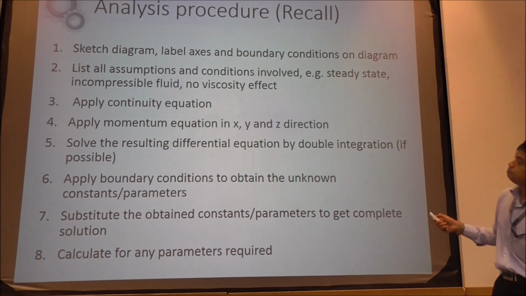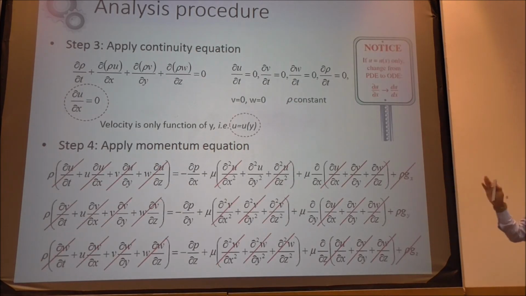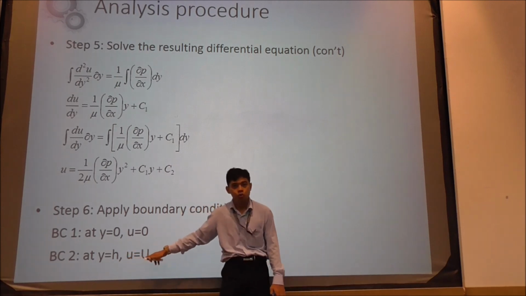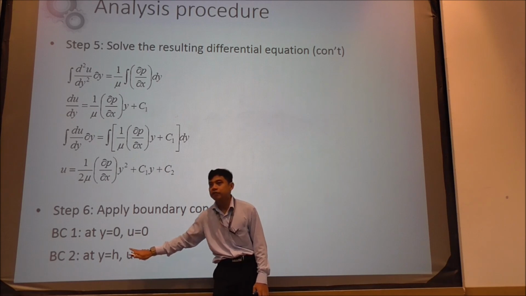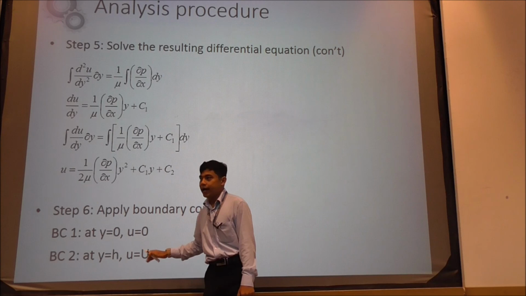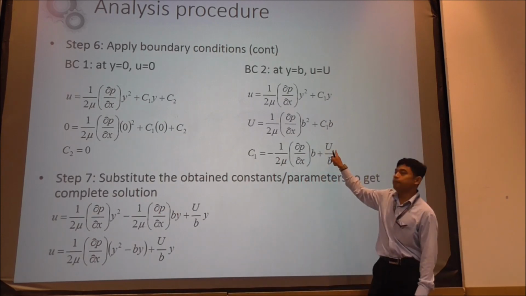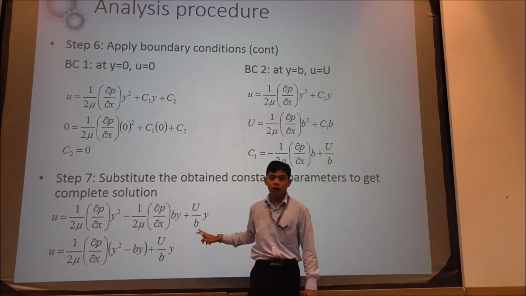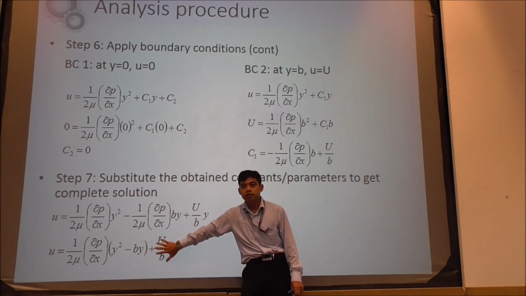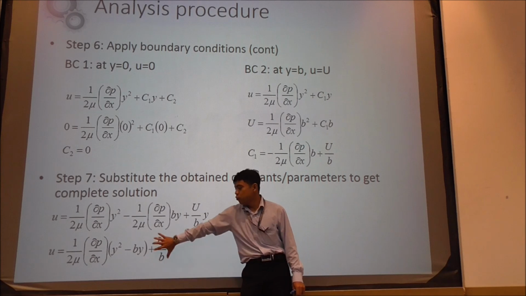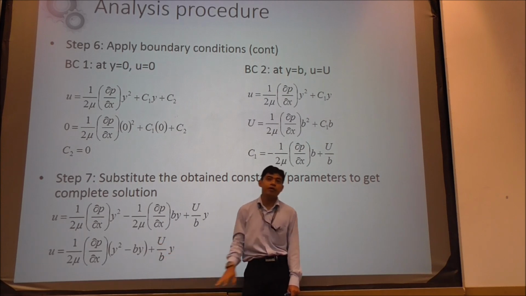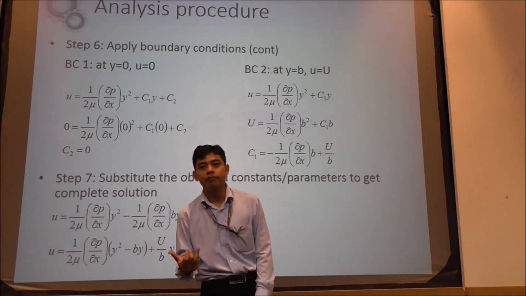If you look at the steps, everything looks exactly the same. So I hope you will look into it on your own time, okay? But the only difference now comes in boundary condition number 2. Rather than having u equal to 0, now you have u equal to U. The effect of that is your C1 will be a bit longer. Since your C1 is a little bit longer, your complete solution will also be longer. The only difference is this. When it is not moving, this U over h term is not there. But when the top plate is moving, you will have this addition. So that is the only difference between flow scenario number 1 and flow scenario number 2.